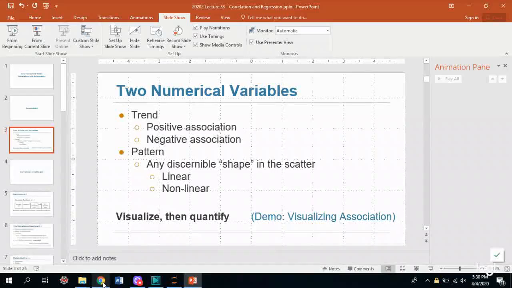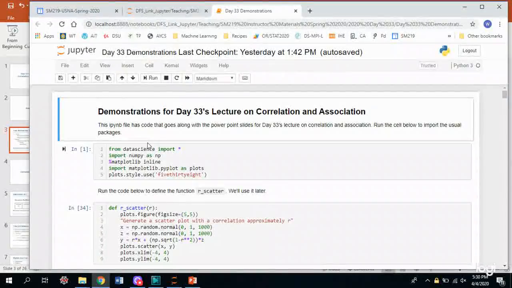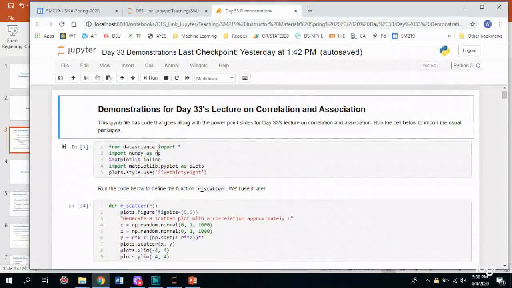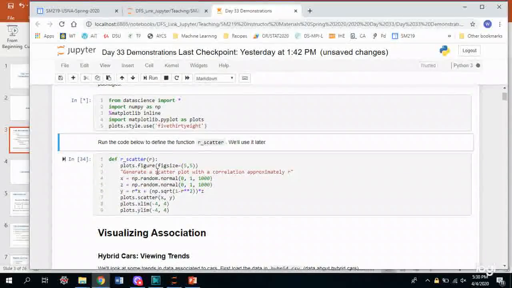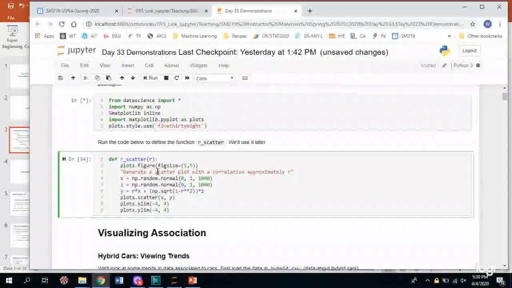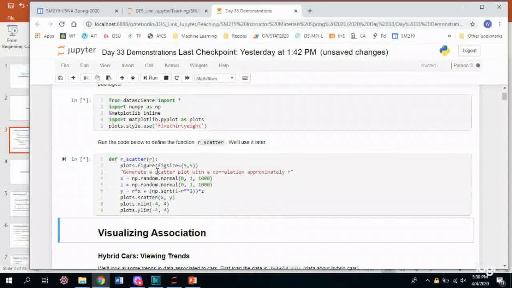We'll do that by going to our demonstration for Day 33. And as usual, we'll start by importing all of the various libraries. Here's a function that we may or may not use later. We can run that.